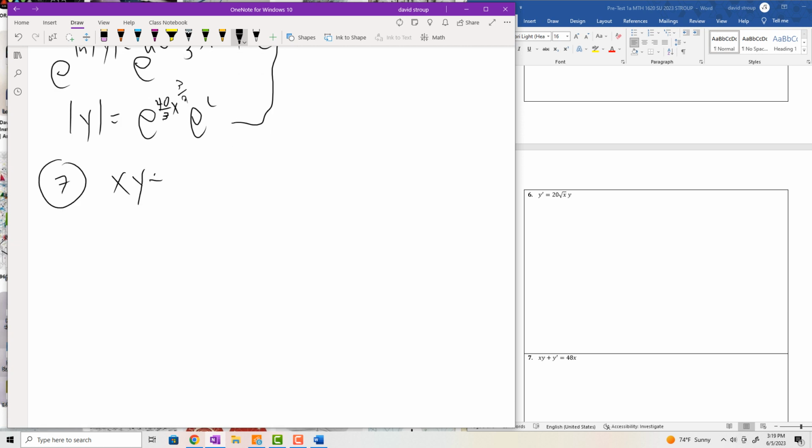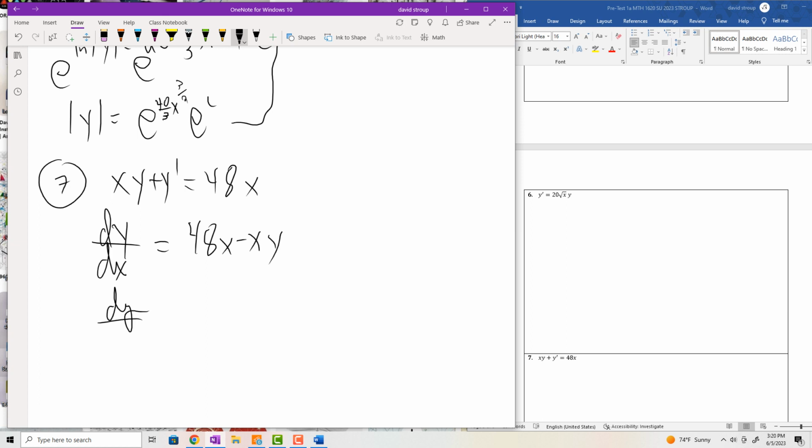Let's get xy plus y prime equals 48x. Same problem, it's just now it's mixed up a little bit. It's more jumbled. And so your first step is to get the dy over dx on one side and everything else on the other. So to pull that off, you just subtract xy to both sides. So I'm going to have 48x minus xy. And then we can factor the right-hand side by pulling out a common factor of x. So I get 48 minus y. And now we could separate dy over 48 minus y equals x dx.